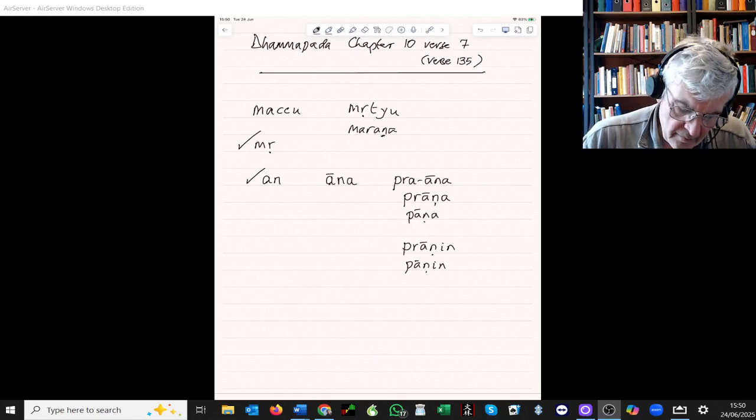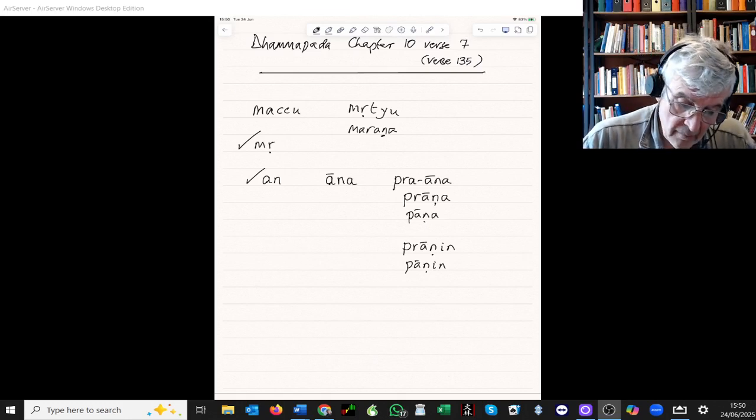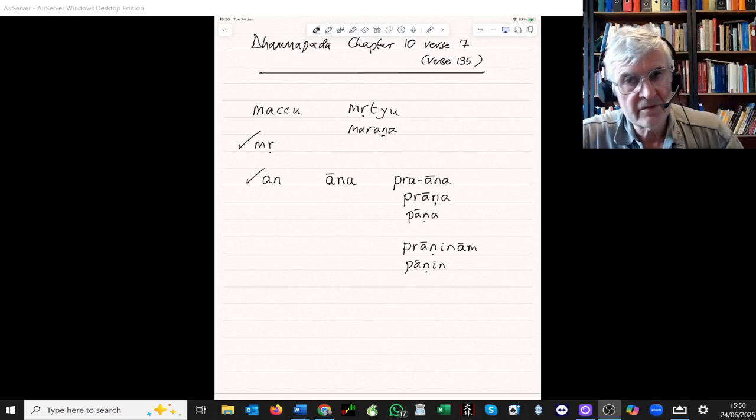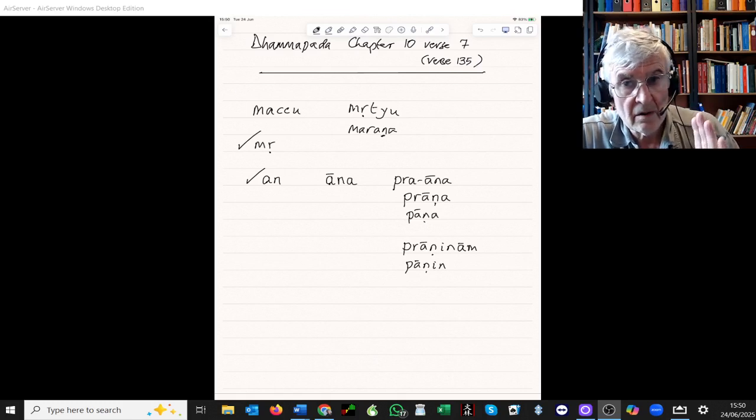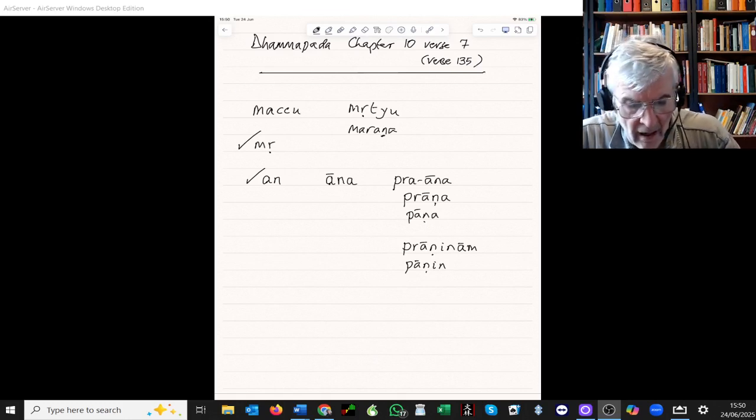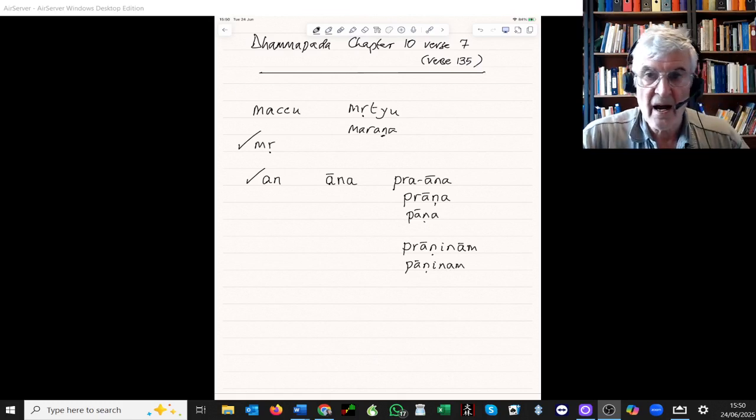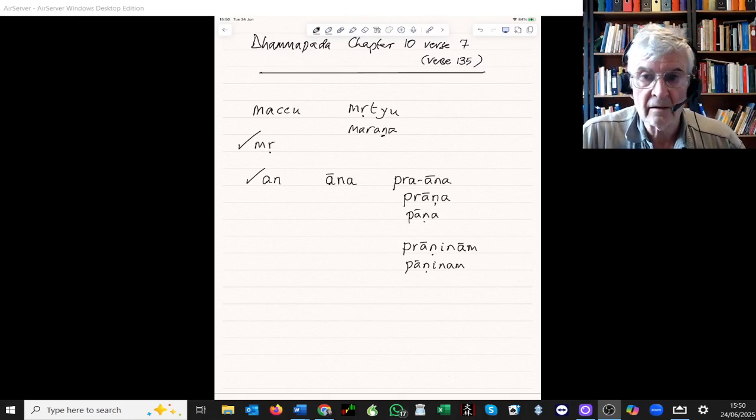This is the consonantal declension, so we get the genitive plural. In Sanskrit it would be praninam. Remember, for the genitive plural of the stems ending in a consonant, you don't add anam or inam, just add am. In Sanskrit with a long a, and in Pali with a short a. So praninam in Sanskrit, paninam in Pali.